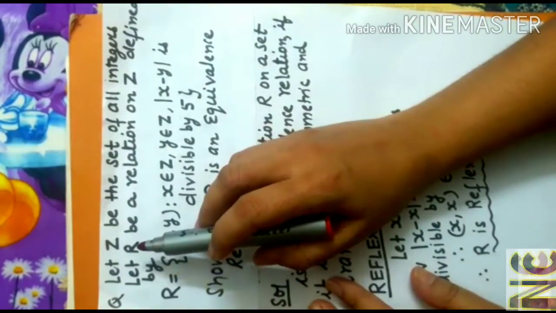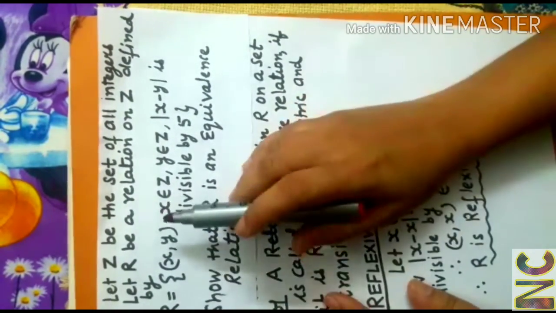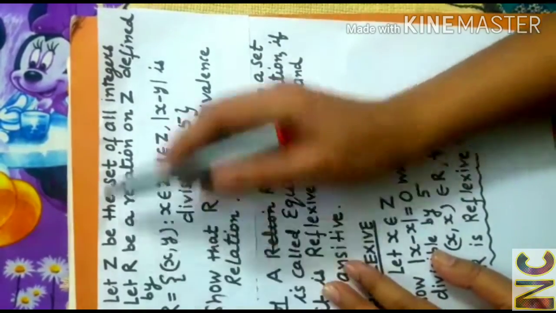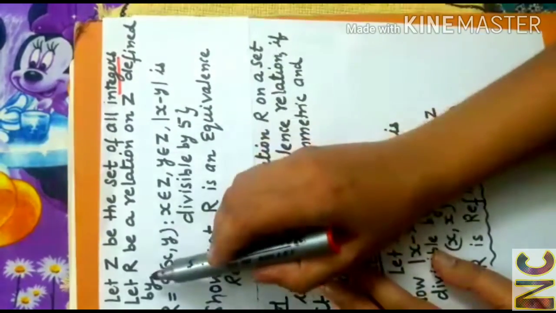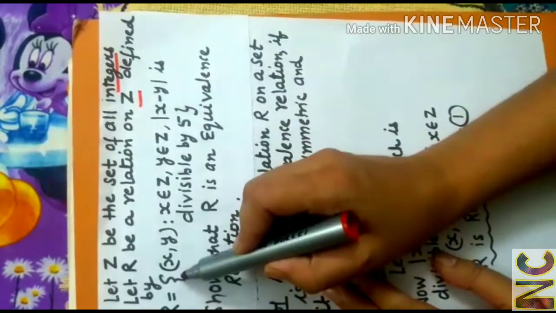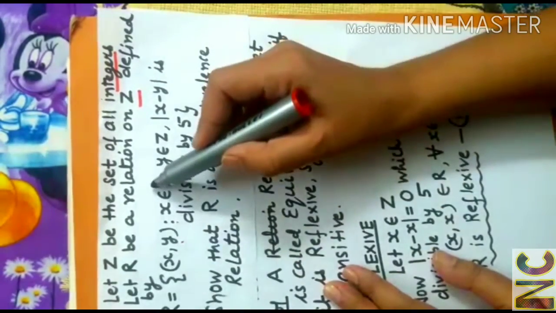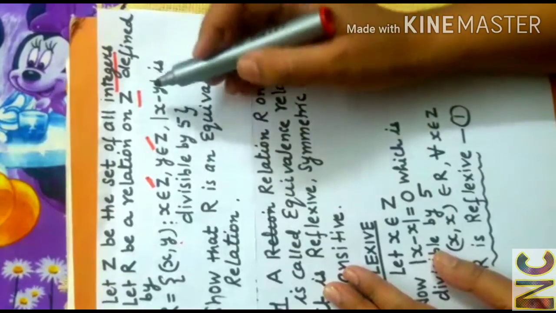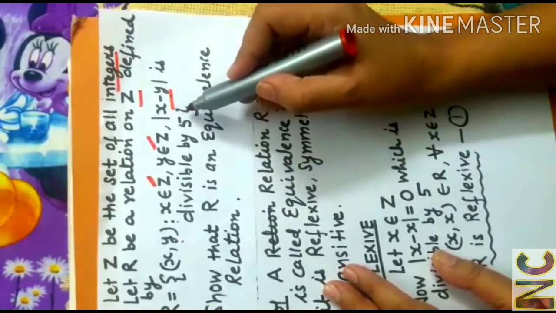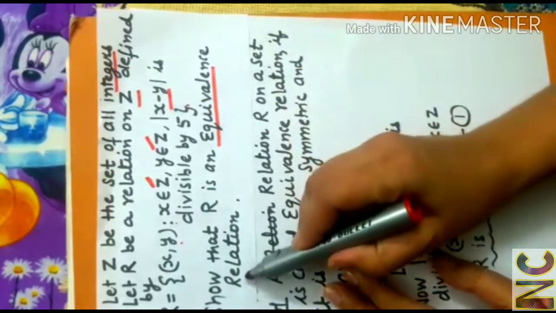Yes, so far we have discussed reflexive, symmetric, and transitive relation. Let's take one question. Let Z be the set of all integers and R be a relation on Z defined by R consists of ordered pairs x, y such that x belongs to Z, y belongs to Z, and absolute value of x minus y is divisible by 5. Now we are to show that R is an equivalence relation.